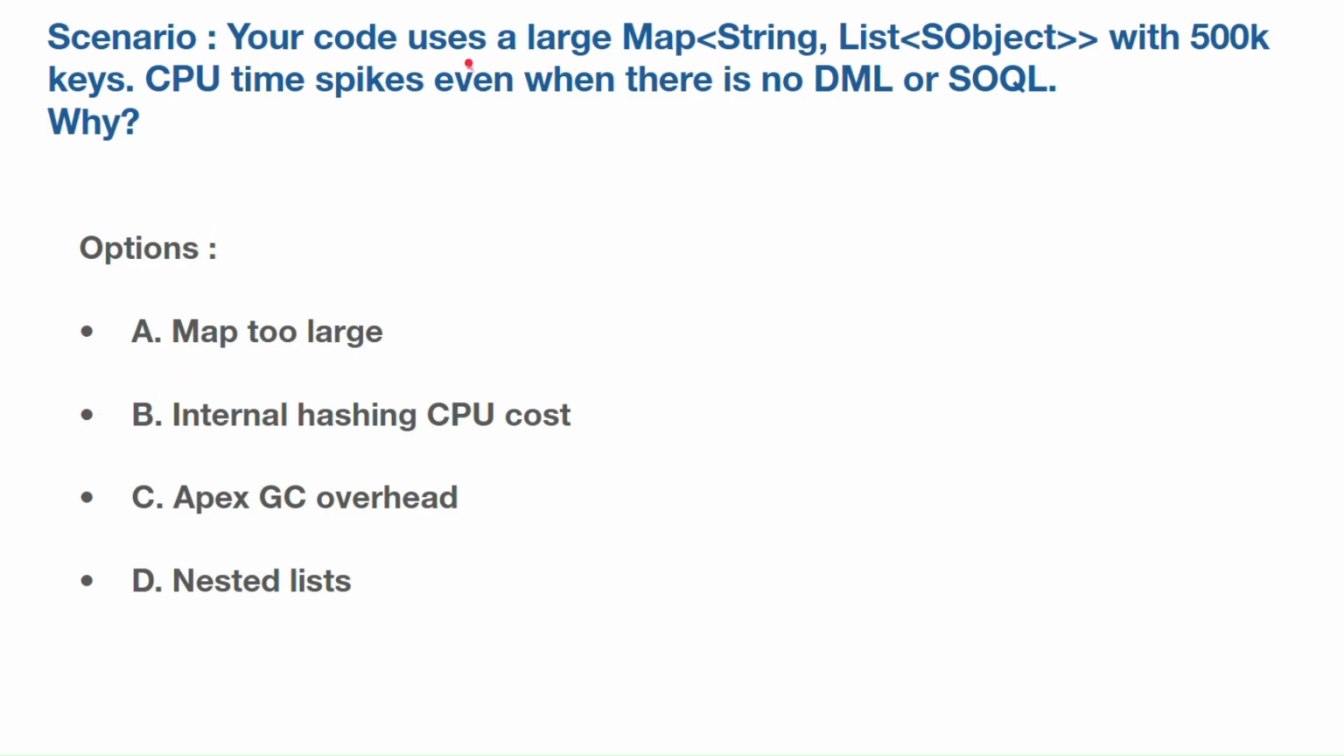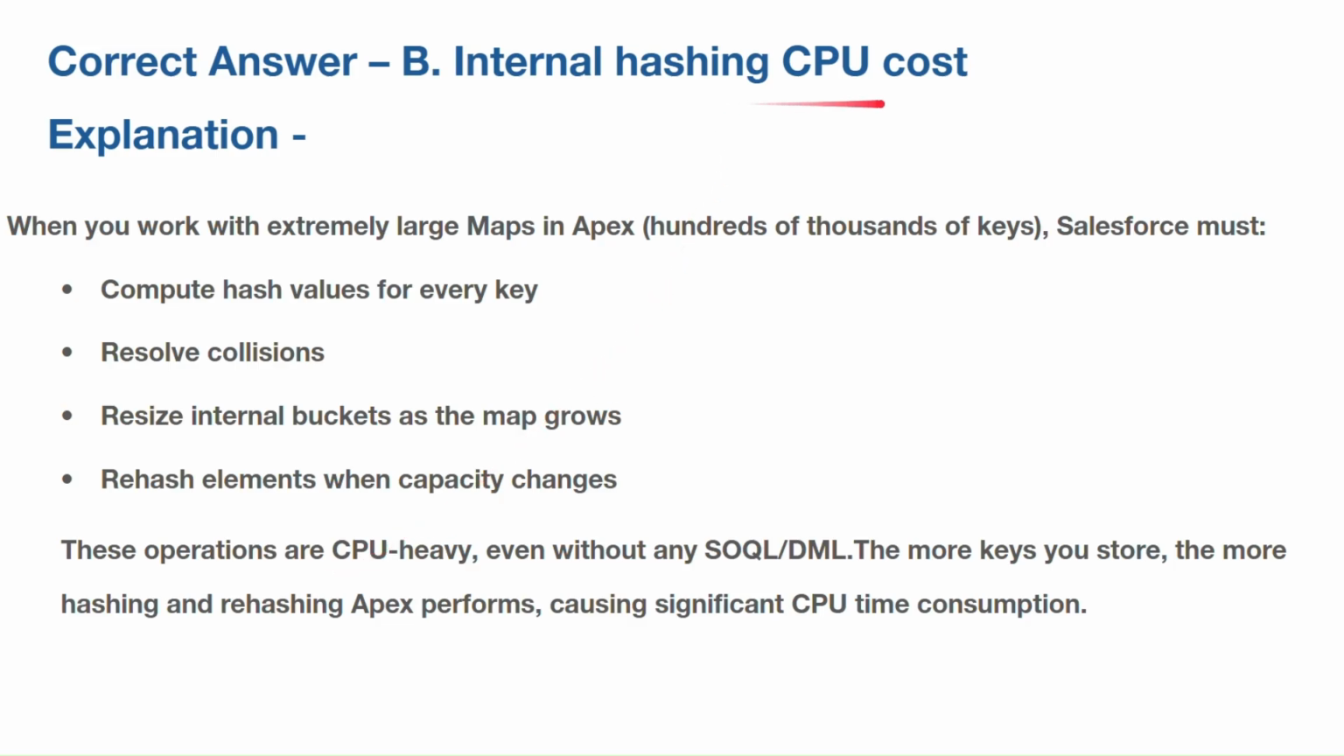Then the next question is, your code uses a large map which has string as key and list of SObject as values, with 500k keys. Now CPU time spikes even when there is no DML or no SOQL. Your code has no single DML, no SOQL, but still your CPU time is spiking. Why? The options are, first, map is too large, second, internal hashing CPU cost, third, Apex GC overhead, or fourth, nested list. The correct answer is internal hashing CPU cost.